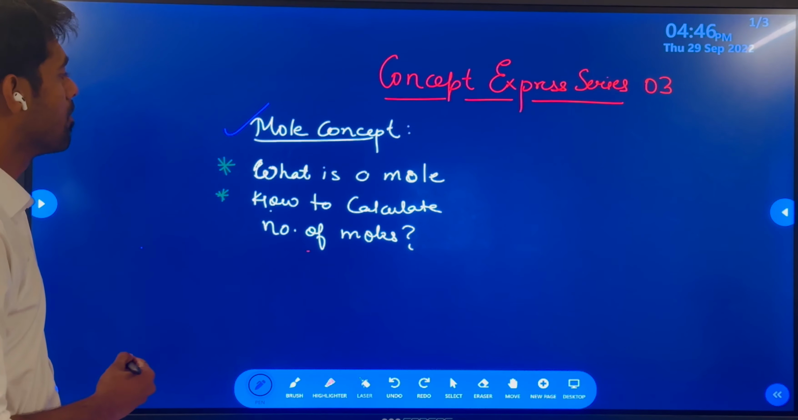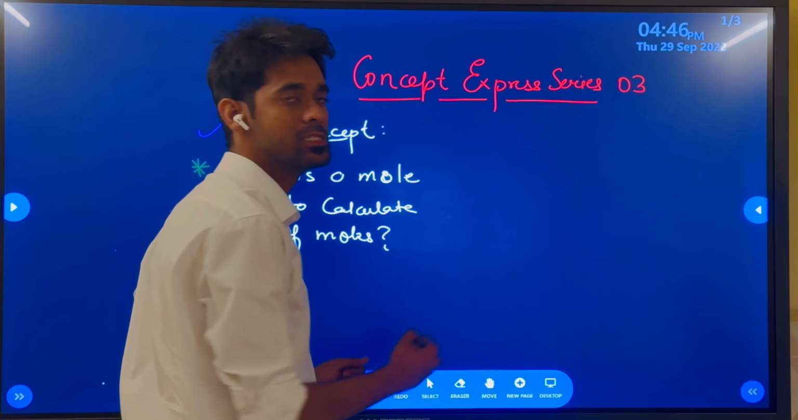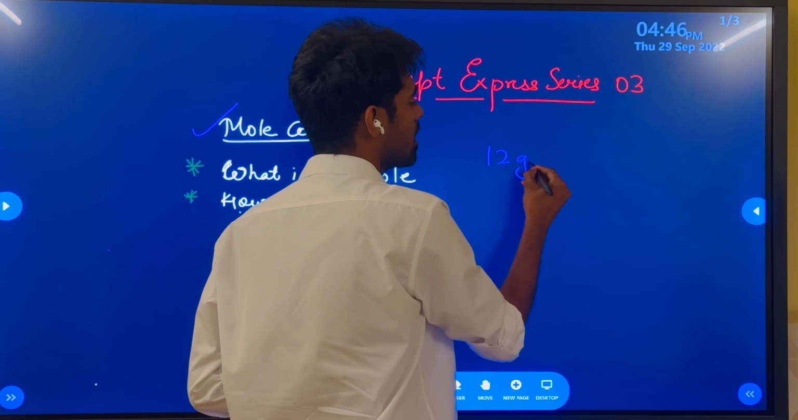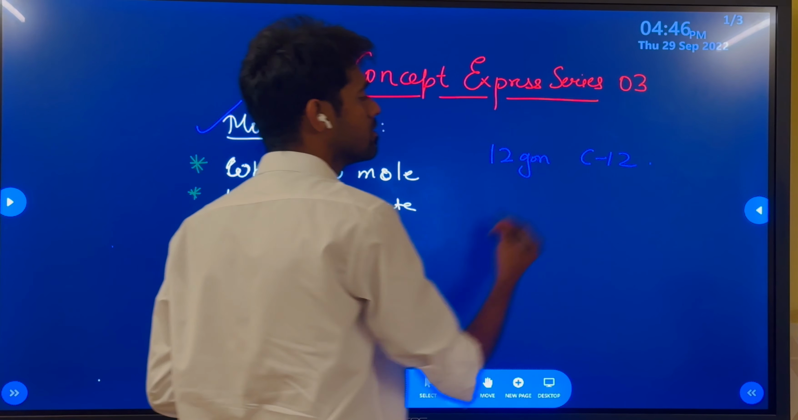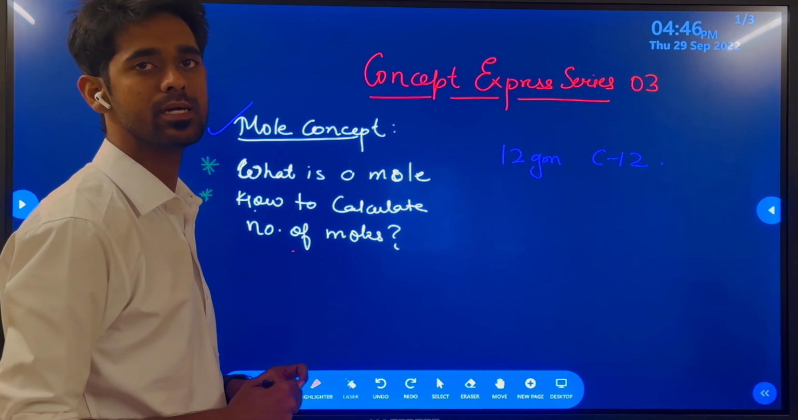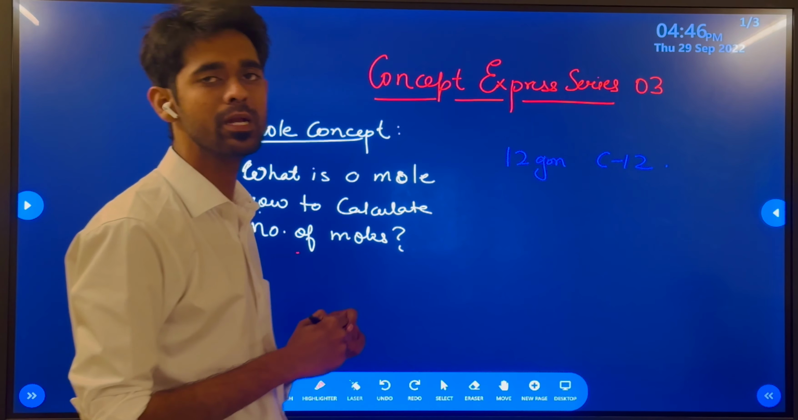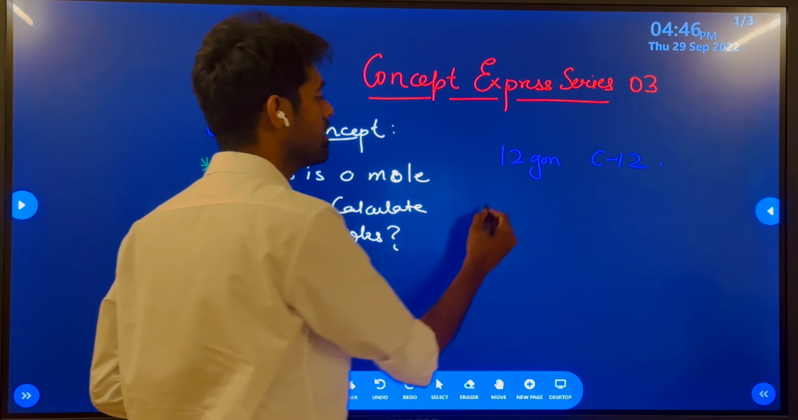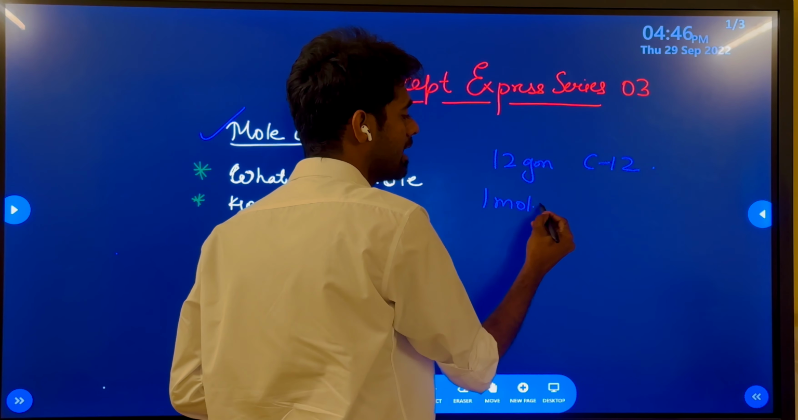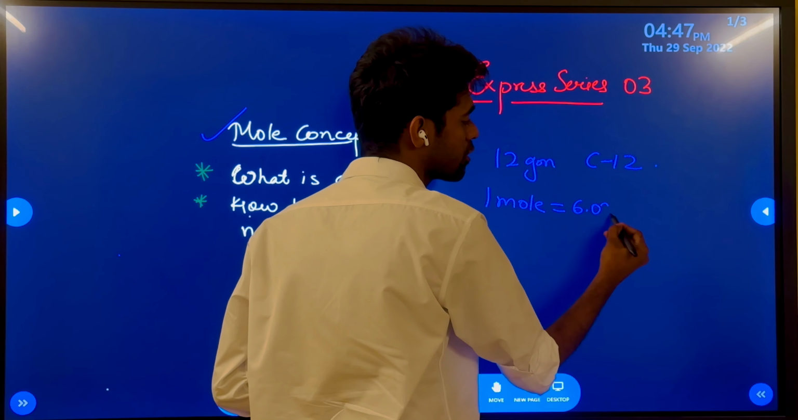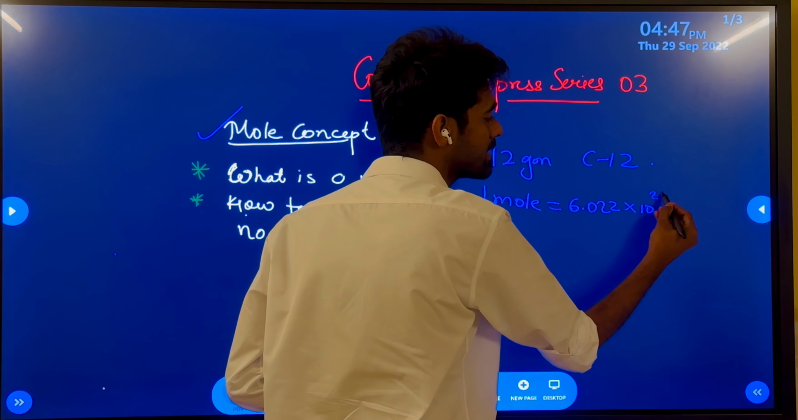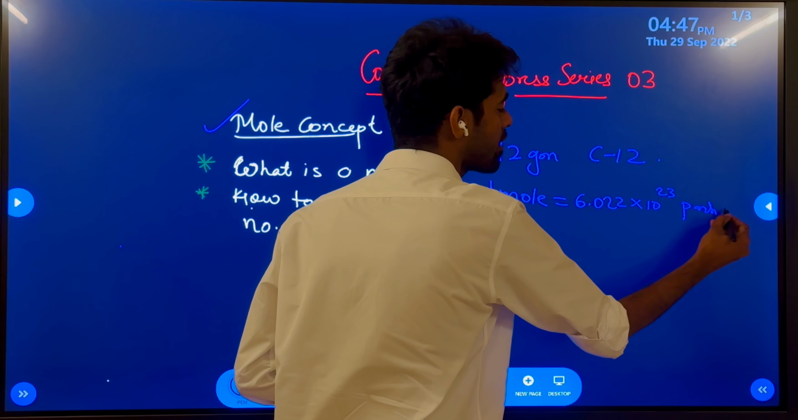What is a mole? Mole is nothing but the number of particles present in 12 grams of C12. 12 ग्राम C12 में जितने particles होते हैं, that is called 1 mole. So how many particles are there in 12 grams of C12? That is the value of 1 mole, and that is nothing but 6.022 into 10 to the power 23 particles. This is the exact value of a mole.